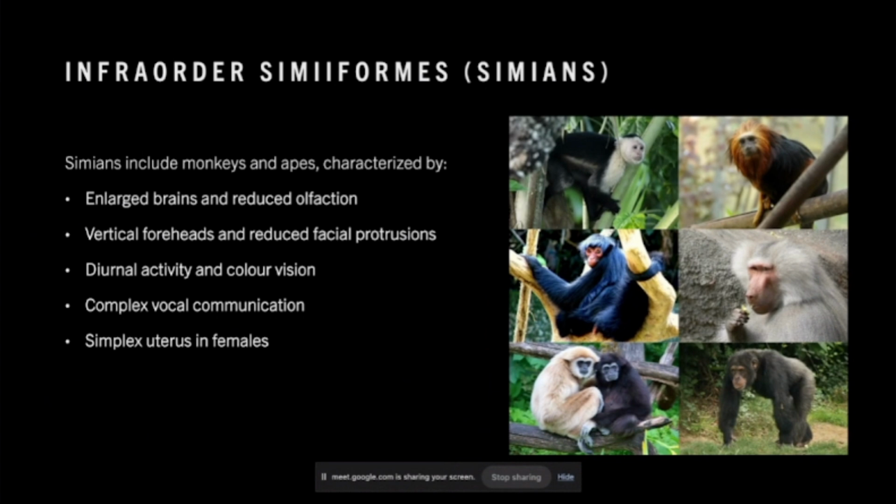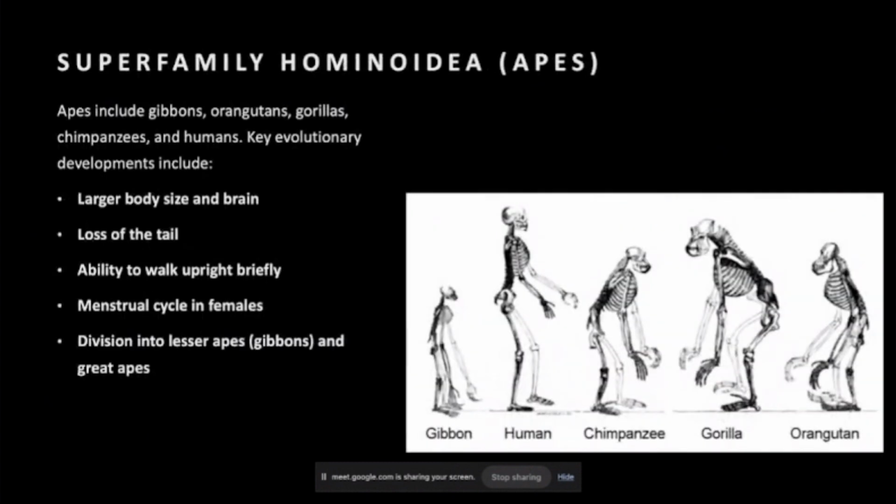And then the monkeys and apes also, of course, developed a complex vocal communication in order to communicate with each other, and a simplex uterus. And that simplex uterus was the, what's it called? It was the doubling up of the oviduct. The doubling up of the Mullerian ducts. Now, this is not that important.